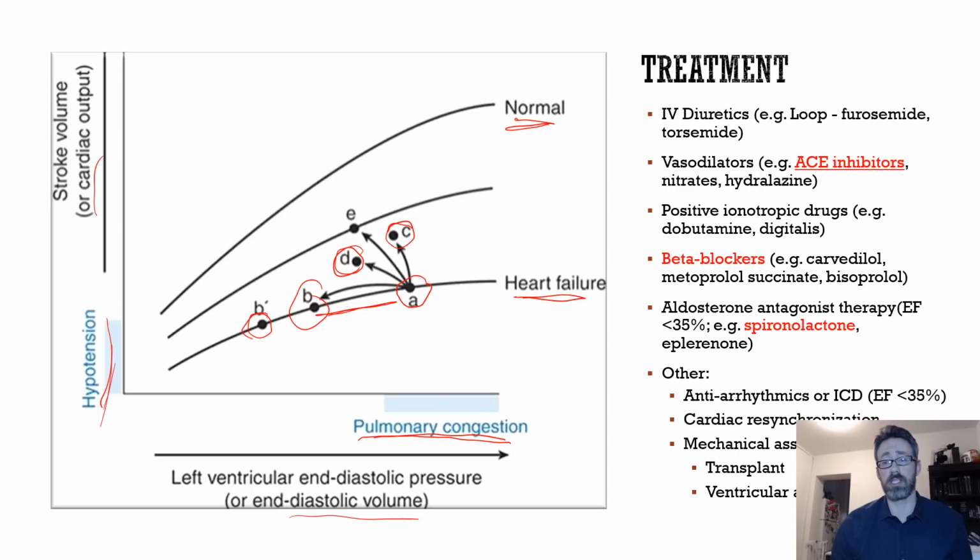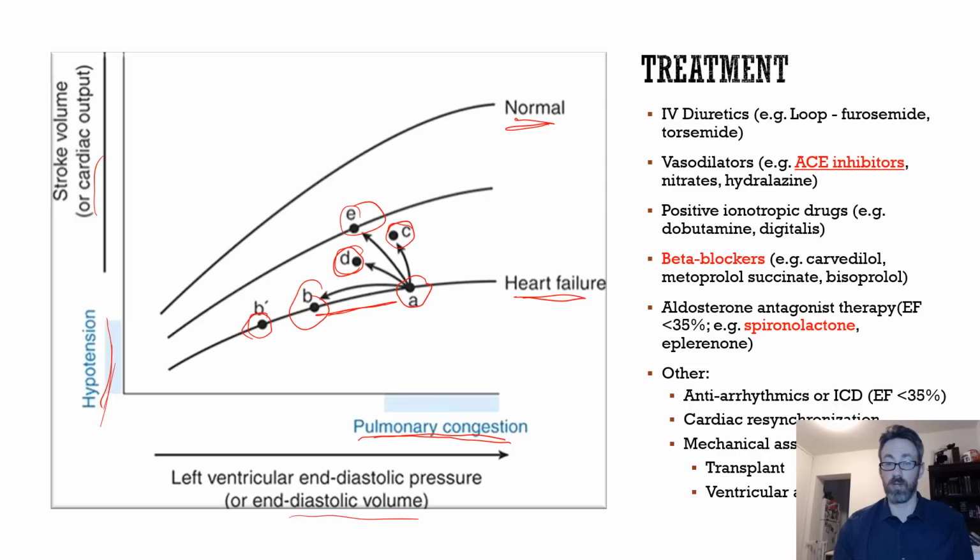D over here, that's if you use a vasodilator. In other words, I'm reducing the afterload. If I use a vasodilator, I decrease the afterload, so that decreases the pressure which the heart has to eject against. At the same time, the vasodilator can be a venous dilator and an arterial dilator. If it's an arterial dilator, it reduces the afterload. If it's a venous dilator, it decreases the venous return. Decreasing the venous return is an added benefit of not volume overloading the heart, and it can help with congestion especially. E represents a combination of using an inotrope as well as using a vasodilator.